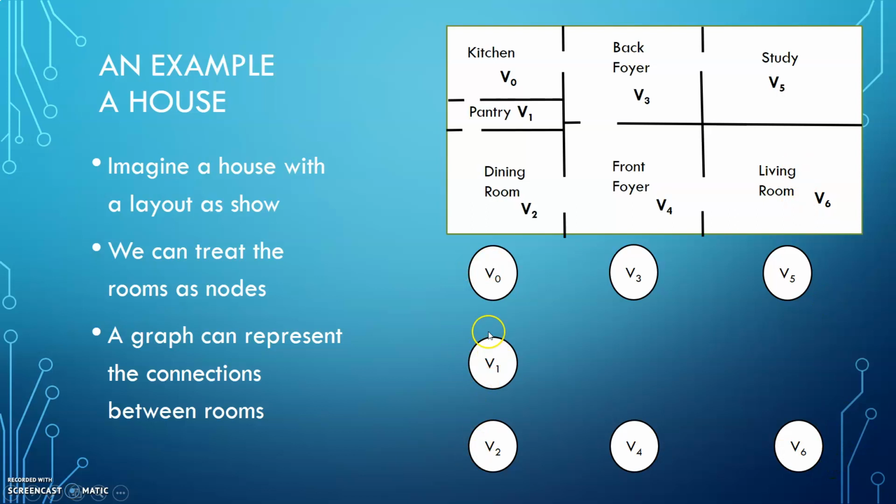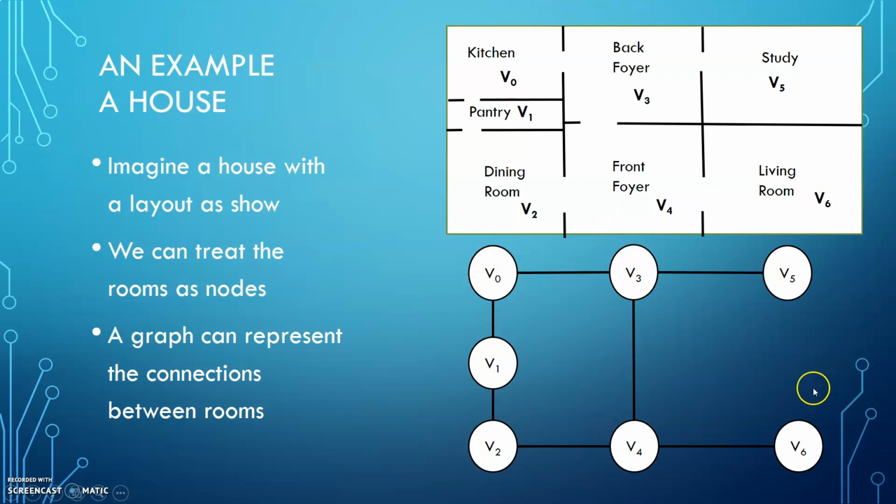So then to establish the adjacency, the kitchen is adjacent to the pantry, and the kitchen is adjacent to the back foyer. So I'd have an edge going here and an edge going here. When I fill in all the edges, this would be the graph in terms of what's adjacent to what. So the living room, the only thing it's adjacent to is the front foyer. The front foyer is adjacent to the living room, the back foyer, and the dining room. The back foyer is adjacent to the study, the front foyer, and the kitchen.